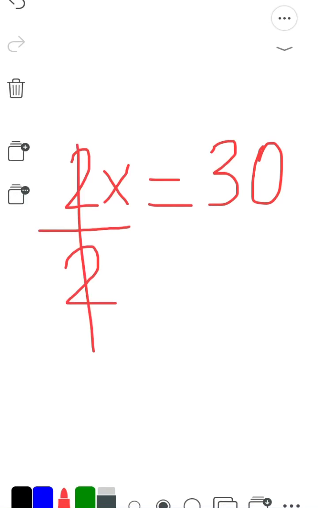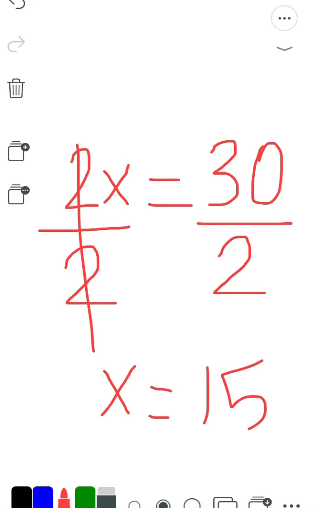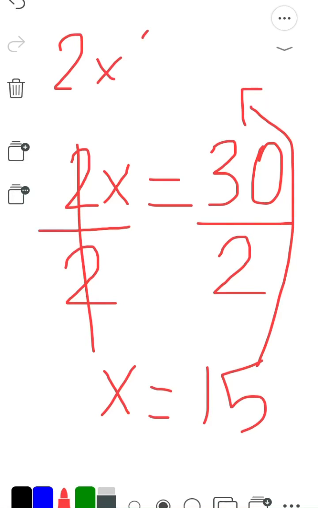So we need to divide by 2 on both sides. So x would be alone on one side, which is always the goal in a problem, and 30 divided by 2 is 15. And to check these answers, we basically plug back in. So 2 times the x result, which is 15, is 30. So it means that we got it right.